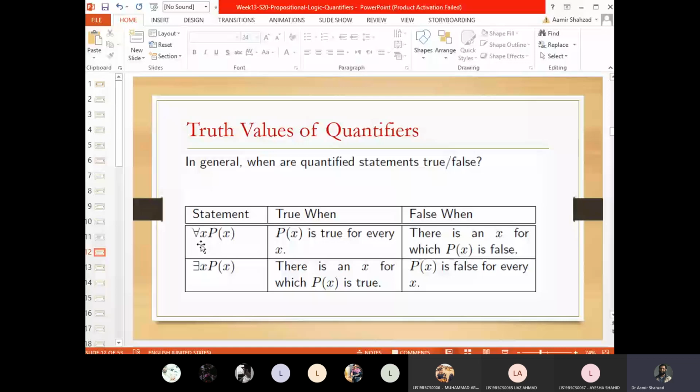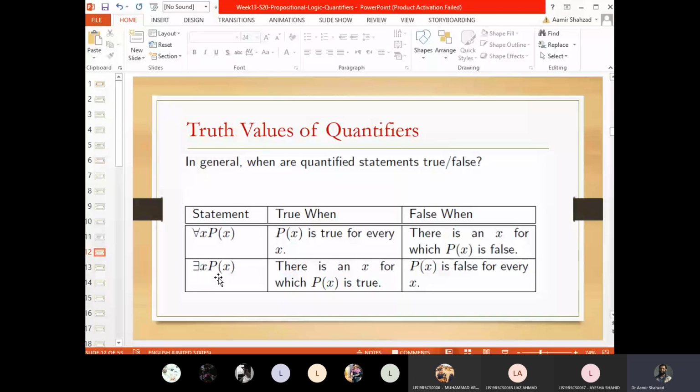It could be one value, it could be two values, it could be many values for which it is not true. So for all x, p of x, its negation, when is it false? When there is some x for which p of x is false. On the other hand, the existential quantifier is true when there exists something for which it is true, and when is it going to be false? If it is not true for any value, for all values of x, our predicate p of x is false.